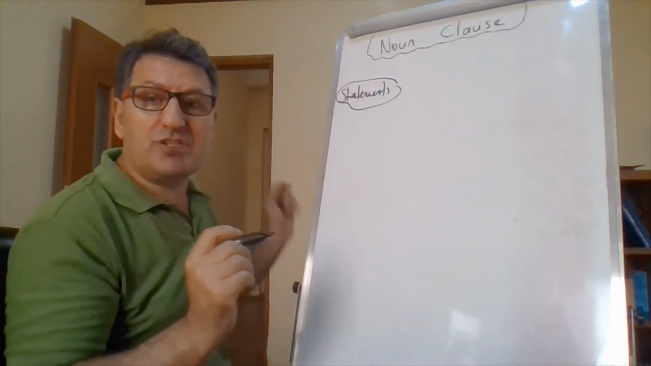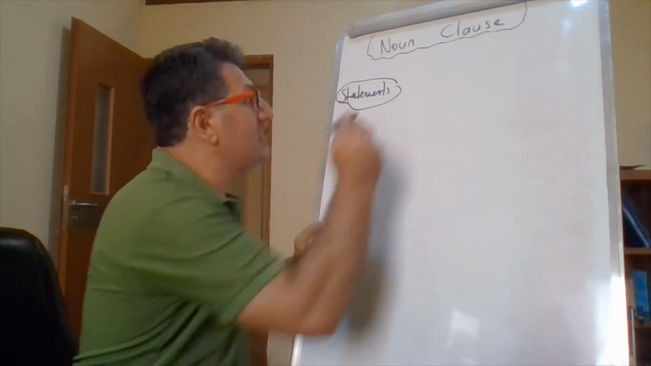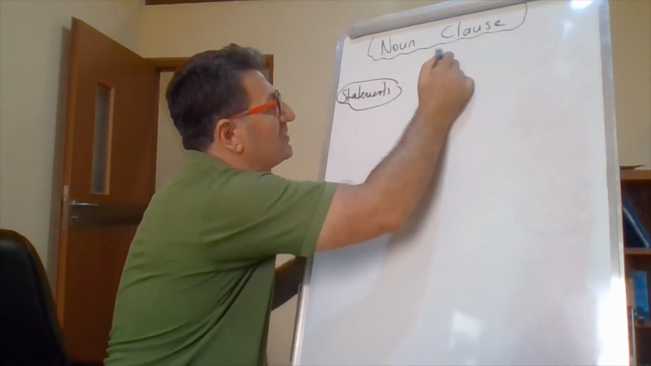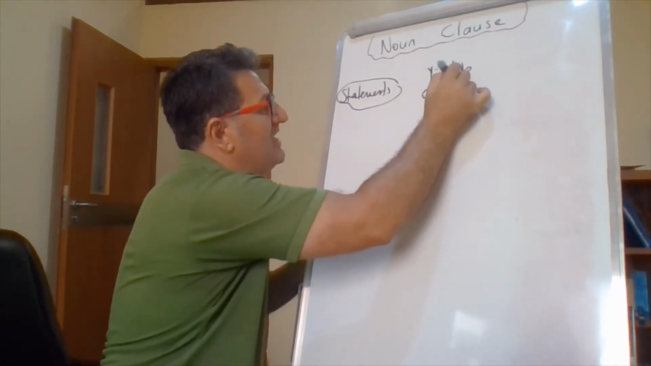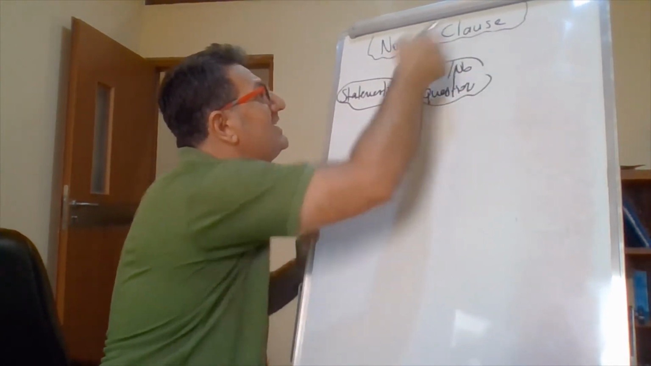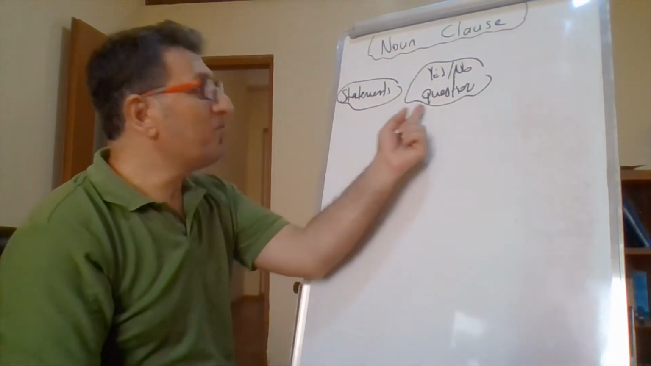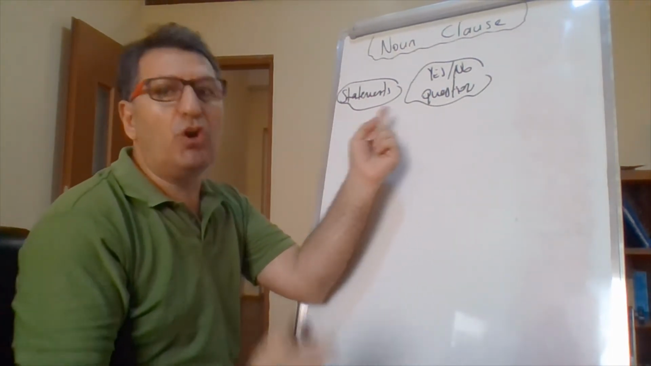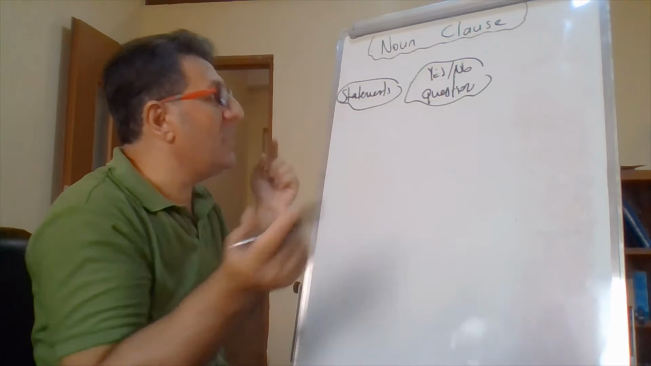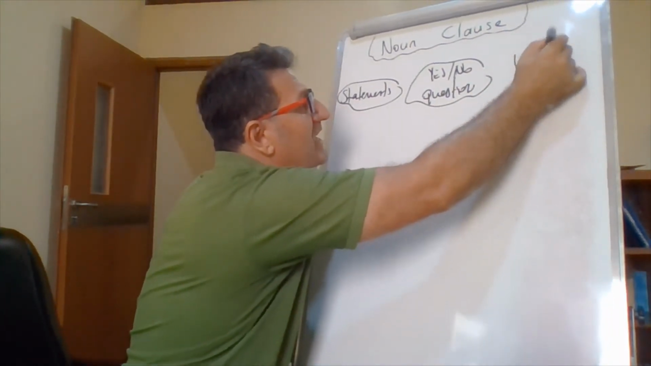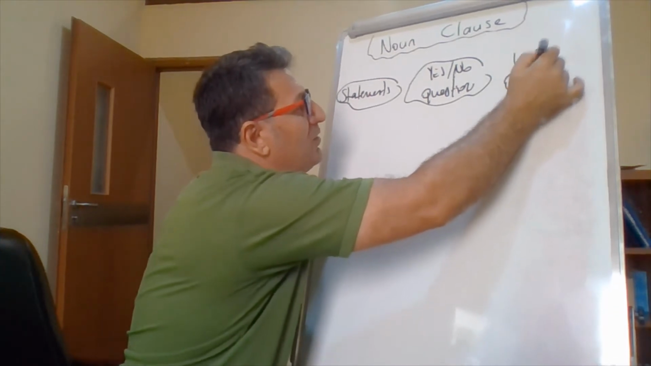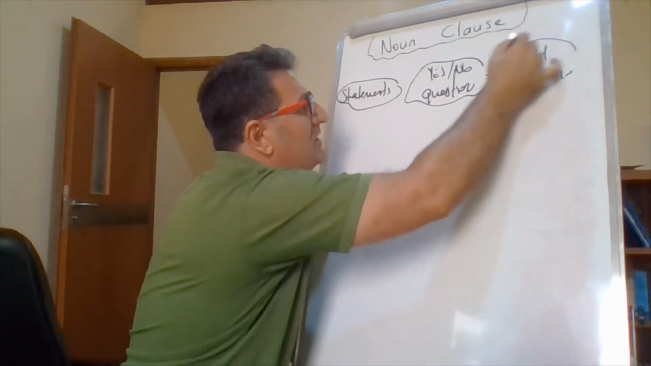The second source of noun clauses is yes/no questions. Again, you can create noun clauses by using yes/no questions. I think all of us know what a yes/no question is. The third source of noun clauses is WH questions. In other words, information questions.